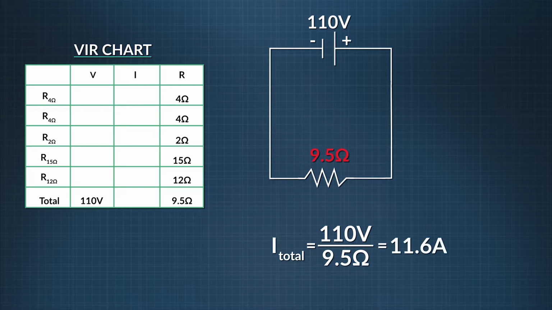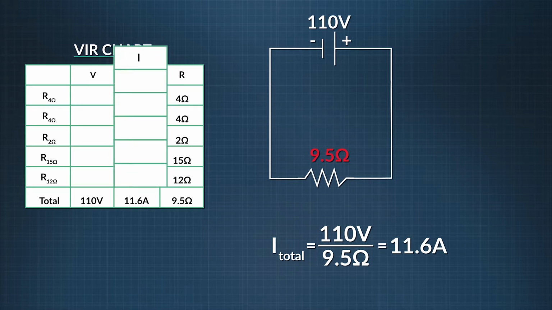Now let's go back to our VIR chart and fill in what we found, which is total current. We can choose among several options to fill in the rest of the blanks. We just choose one and go with it. Let's figure out the current in each of the 5 circuit resistors.